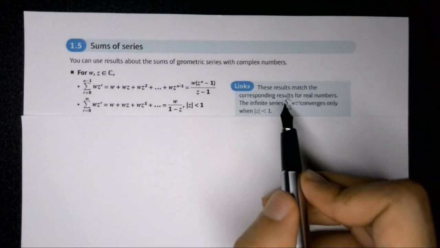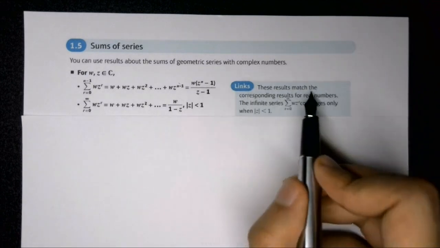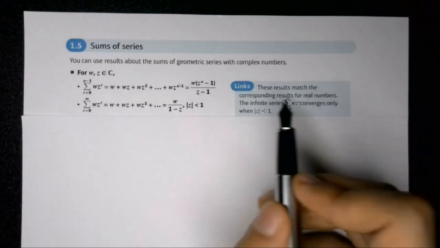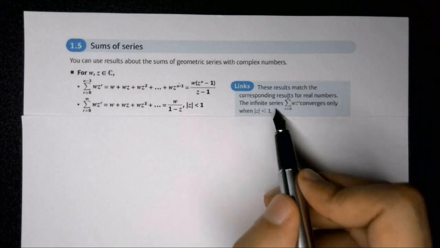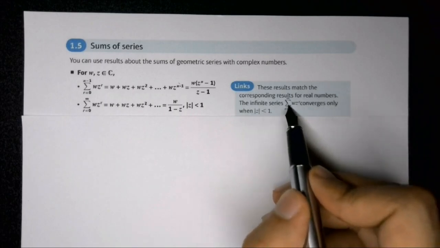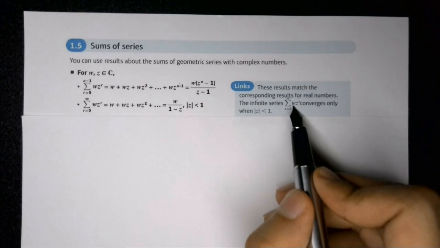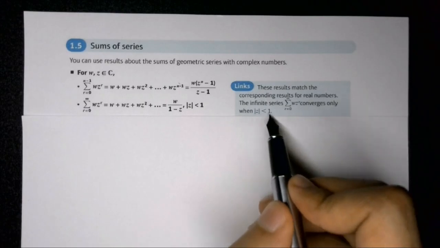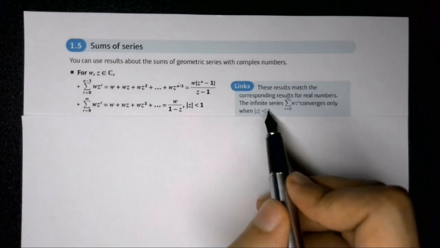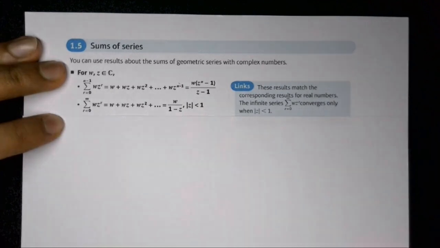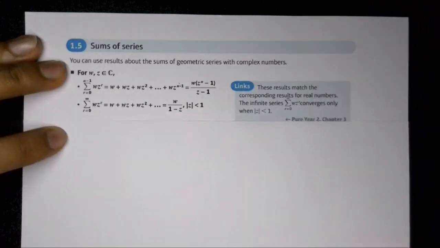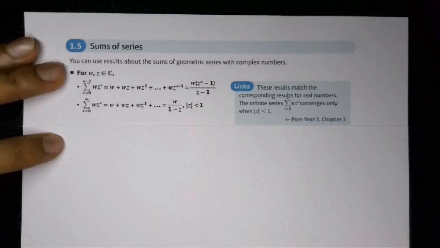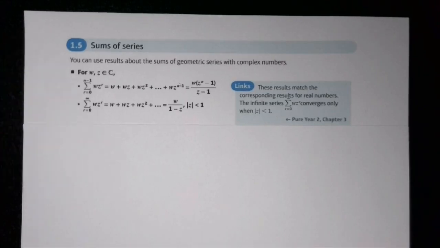So these results match the corresponding results for real numbers. And notice for the infinite series, the sum from r equals 0 to r equals infinity of wz to the r converges only when the mod of z is less than 1. So essentially, we will be building up on what we've learned in A-level maths, but applying those results to complex numbers.